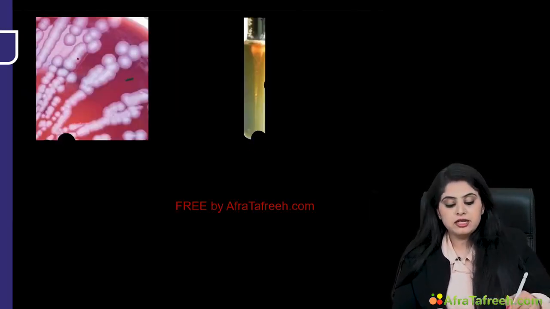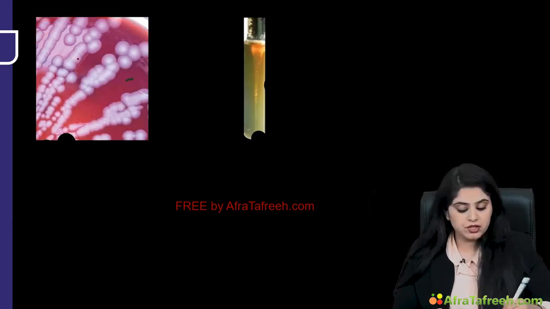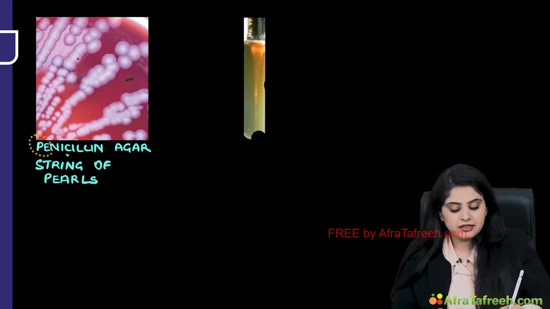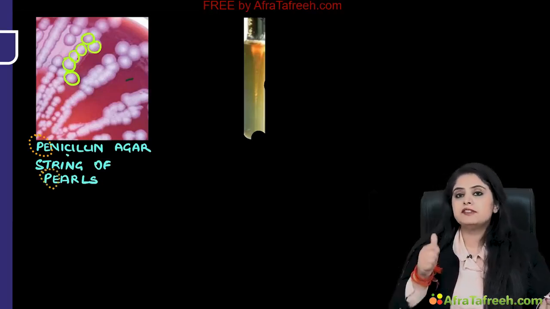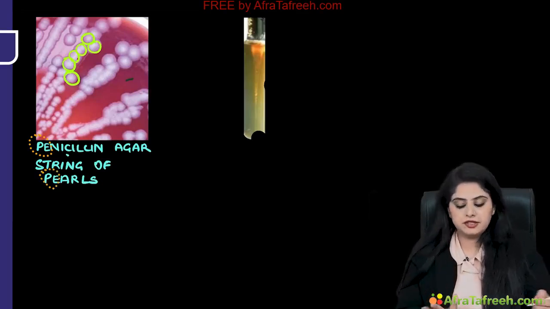What do you see when I change? You'll say, ma'am, this also looks like blood agar, but I have added something over here. I have added penicillin. So remember, if I add penicillin, now the anthrax will start looking like pearls. It will now start looking like string of pearls. So remember, if there is a penicillin agar, there is a pearls appearance that you see.